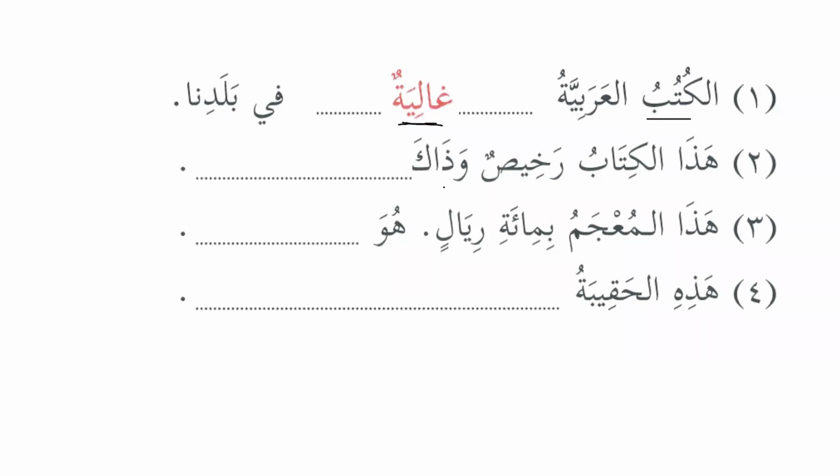هذا الكتاب رخيص وذاك. This book is cheap and that is expensive. What should we use here? غالٍ أو غاليةٌ. غالٍ, excellent. So because كتاب, as we know, it's masculine, so this is the subject and the predicate is also masculine. هذا المعجم بمئة ريال. This dictionary is 100 riyals. هو. What should we use? غالٍ أو غاليةٌ. هو غالٍ, excellent.